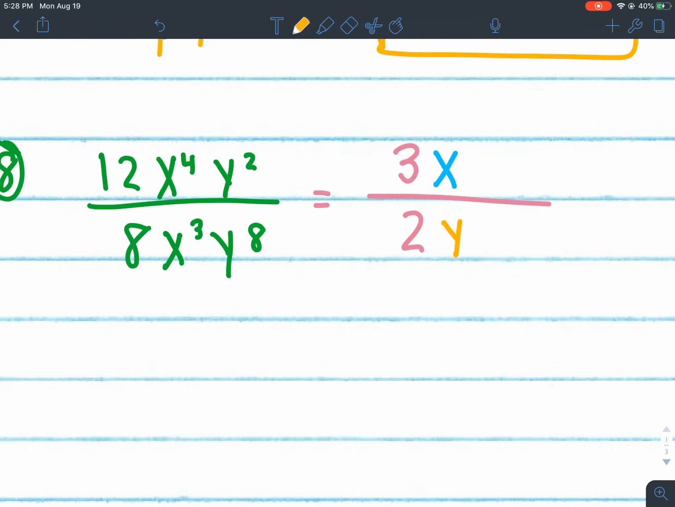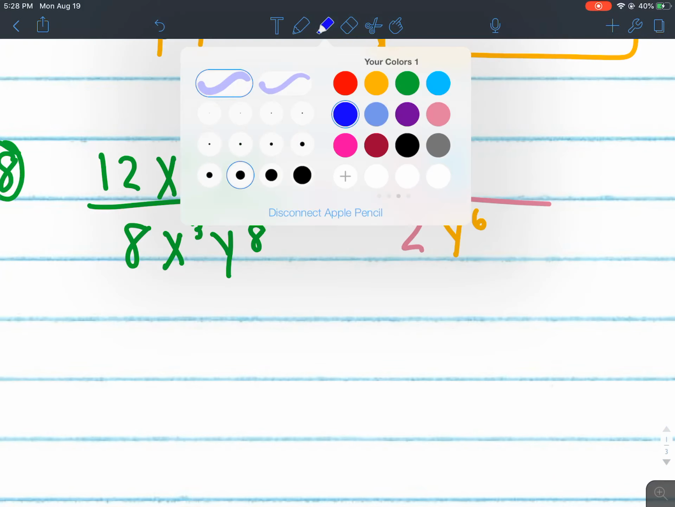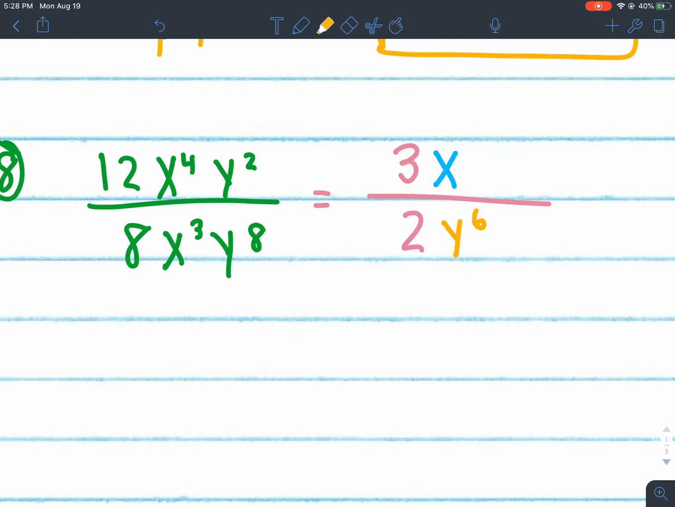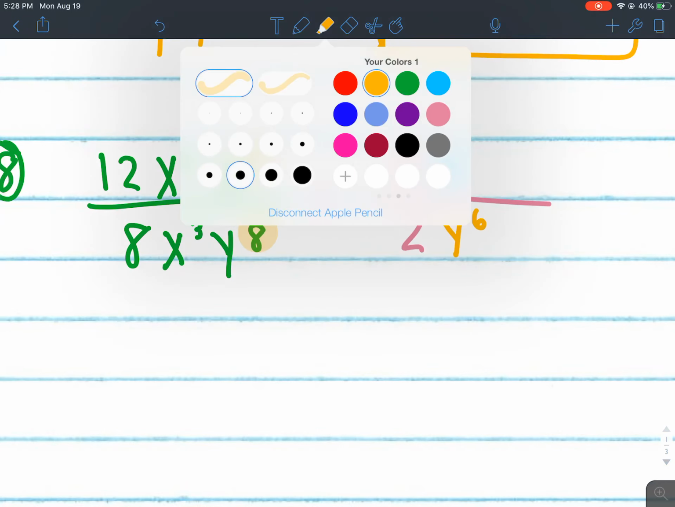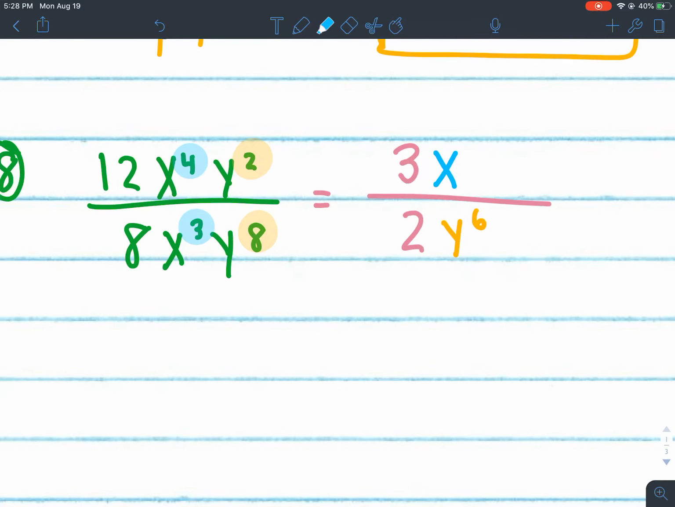Okay, and how many more y's do I have? I have 6 more, so I take the difference between those. So really, we're just subtracting. That's what the quotient law says. You're going to subtract. And I'm going to go ahead and highlight those.